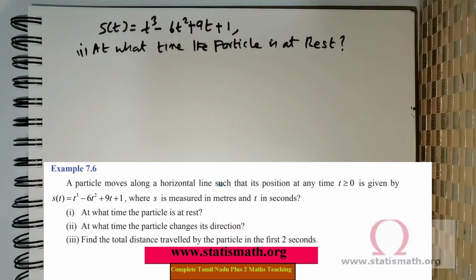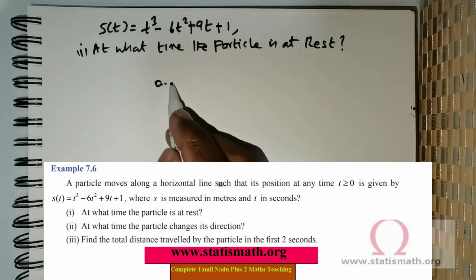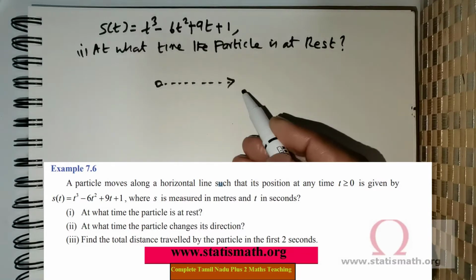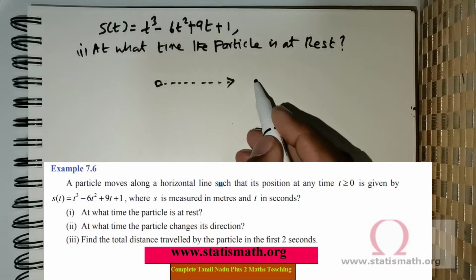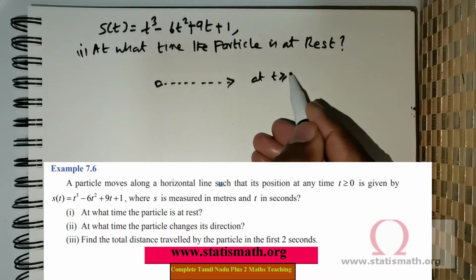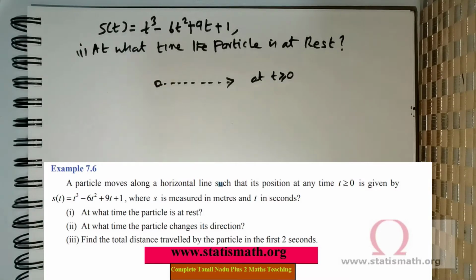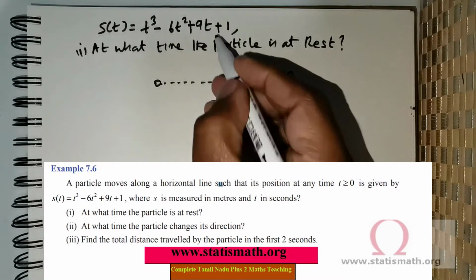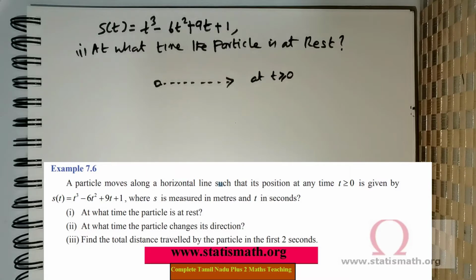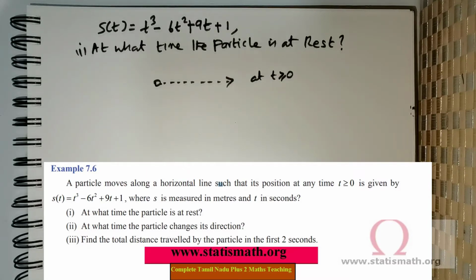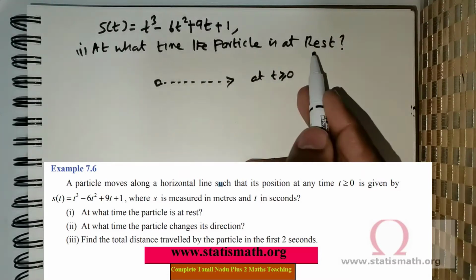Students, we are given this next question. A particle moves along a horizontal line, such that its position at time t ≥ 0 is given by s(t) = t³ − 6t² + 9t + 1. Now s is measured in meters and t is measured in seconds. You are expected to find the time the particle is at rest.